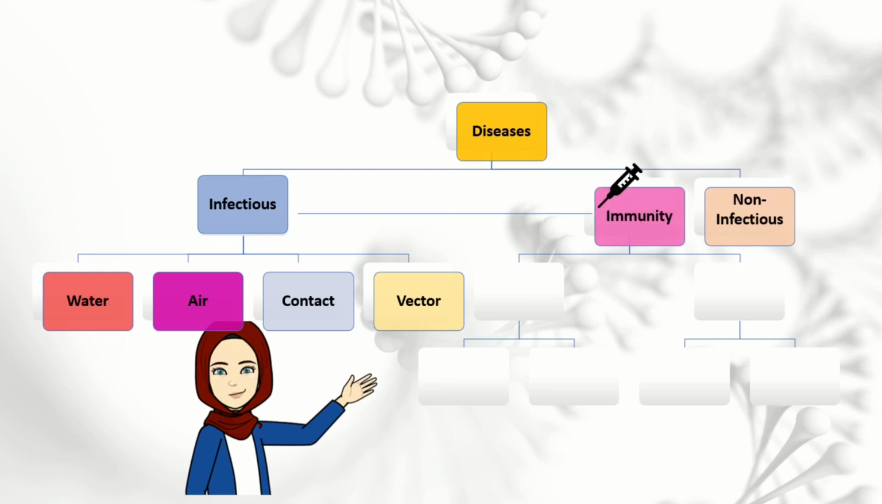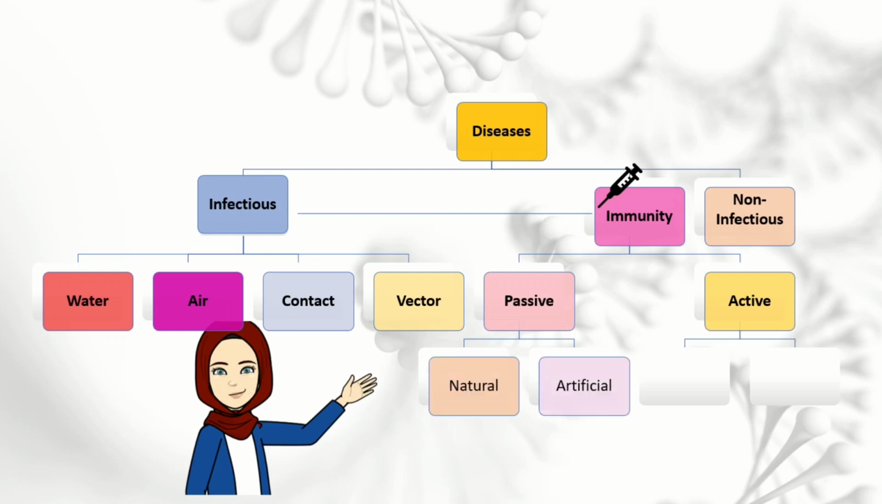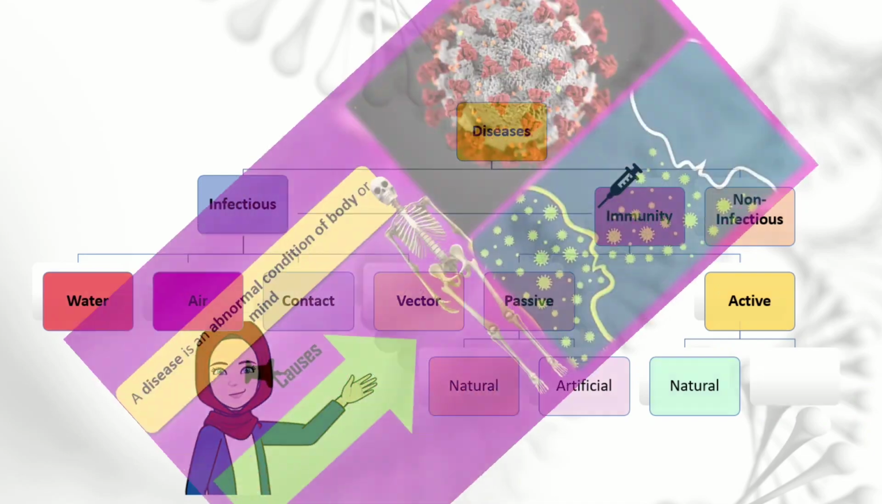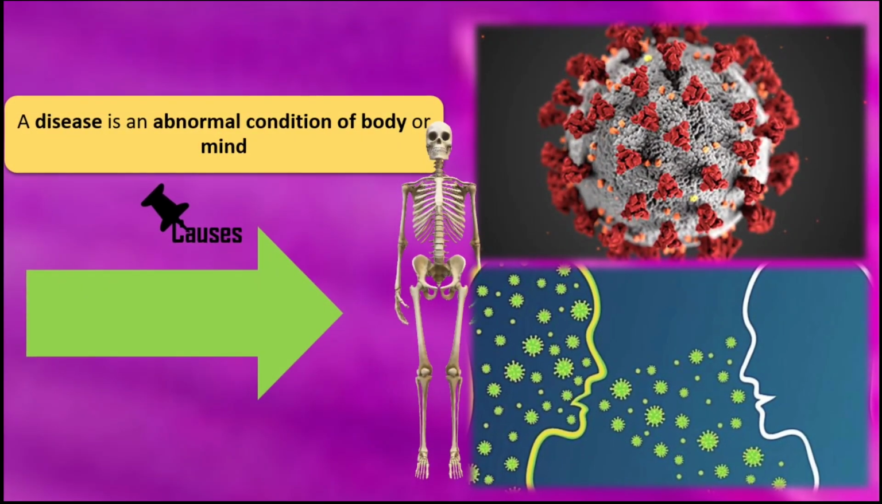After that, we are going to discuss the types of immunity in the human system. The immunity in the human system is divided into two types. The first one is passive, followed by the active. For both passive and active, dia akan terbahagi pula kepada dua, iaitu natural and artificial immunity. Okay, so without further delay, let me continue.